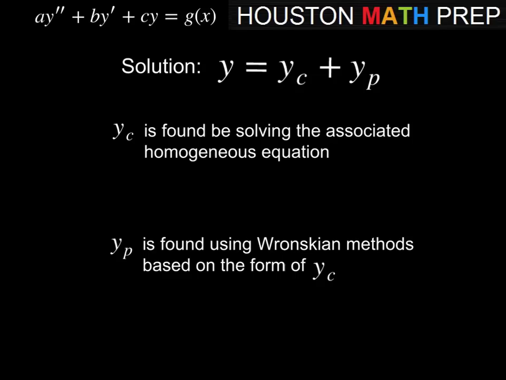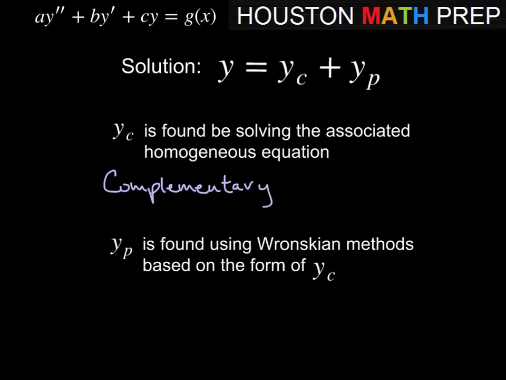So y sub c is what we call our complementary function. The complementary function, that's the part that we get when we solve the associated homogeneous equation using the auxiliary equation. And we'll do an example in just a minute so you can tell what we're talking about if you're unsure.